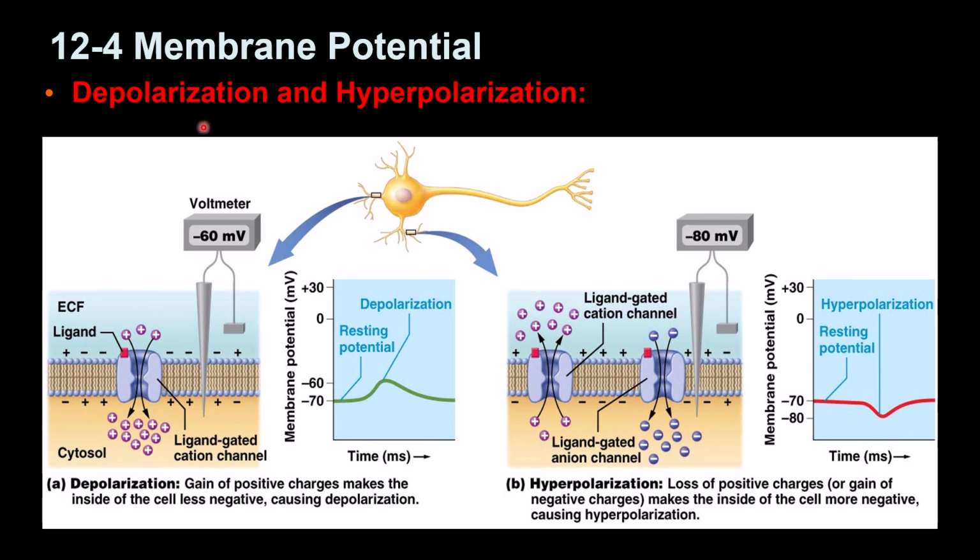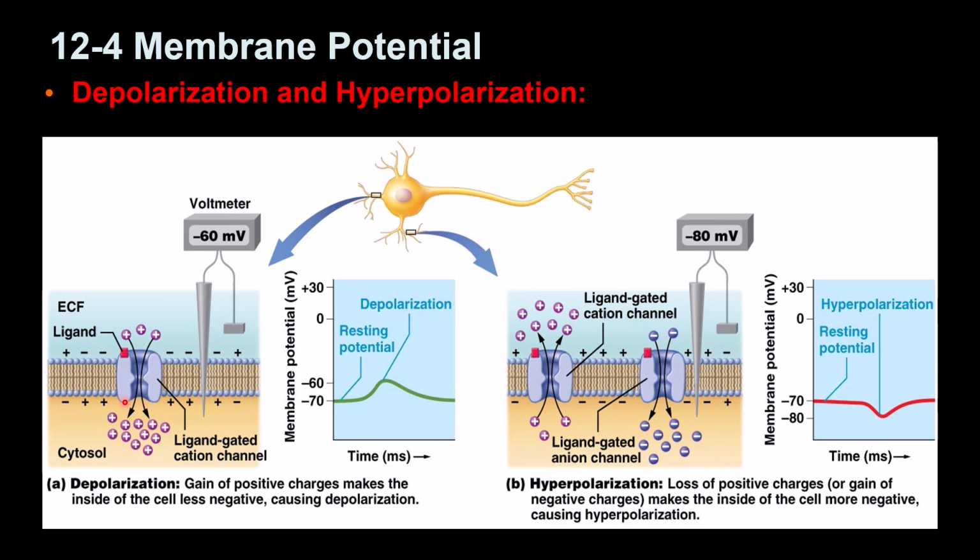So here we're discussing depolarization and hyperpolarization. What do those two mean? This is the plasma membrane, semi-permeable. This is the extracellular fluid. This is the cytosol inside the cell.